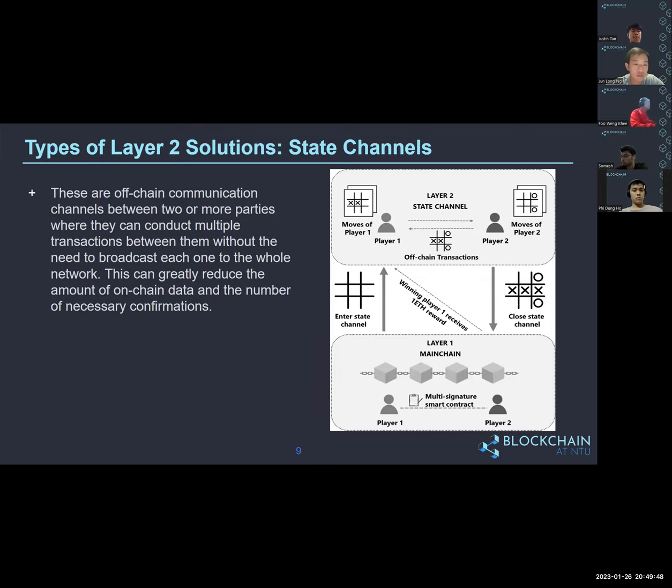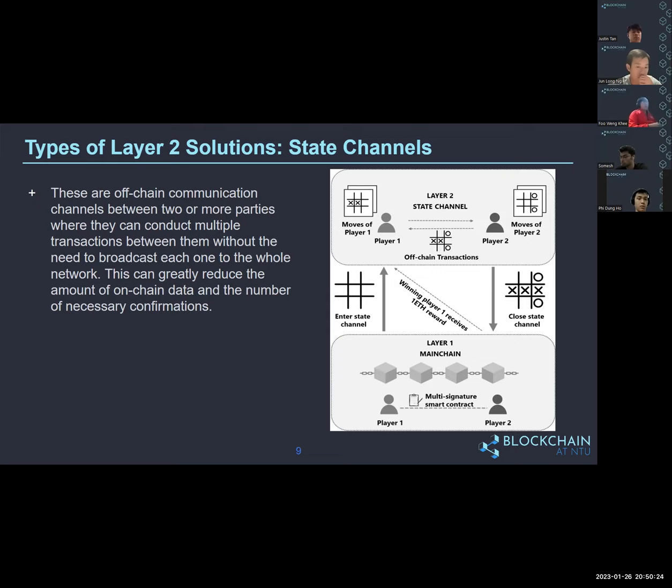Okay, so firstly, let's go through the types of layer 2 solutions, which are state channels. State channels deal with the state update on the blockchain network. Let's understand state channels through an example. Suppose two players want to play a game of tic-tac-toe on the Ethereum blockchain. For this, first the players have to create a multi-signature smart contract on Ethereum that contains the rules of tic-tac-toe, the information of the players, and the prize in Ethereum. Then the players have to enter the state channel and begin playing the game.